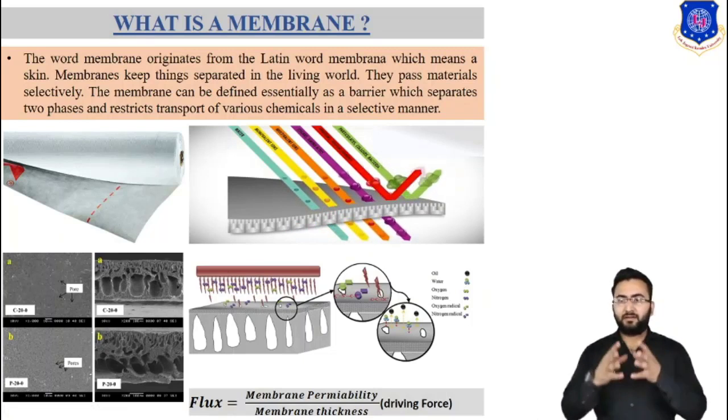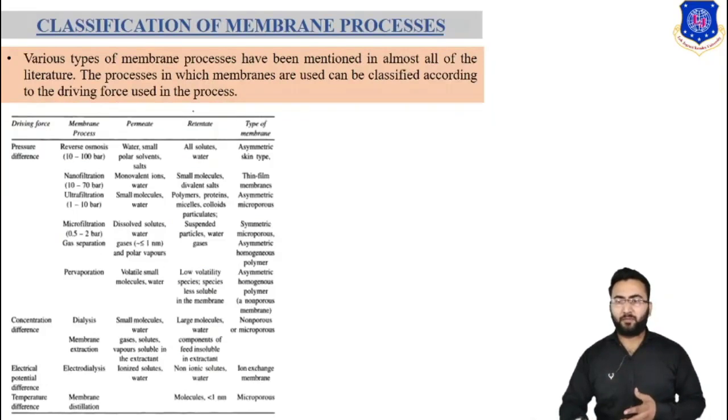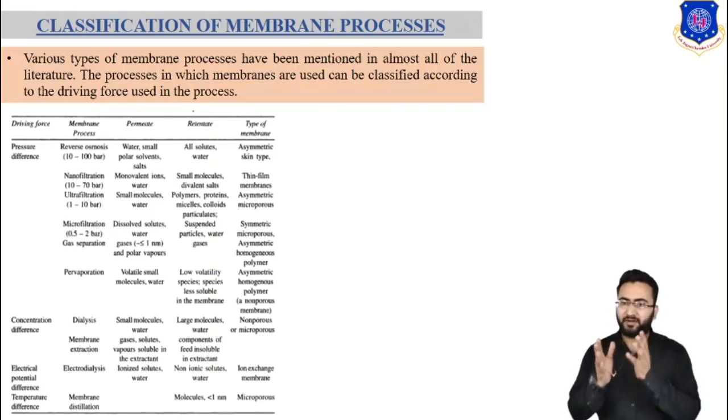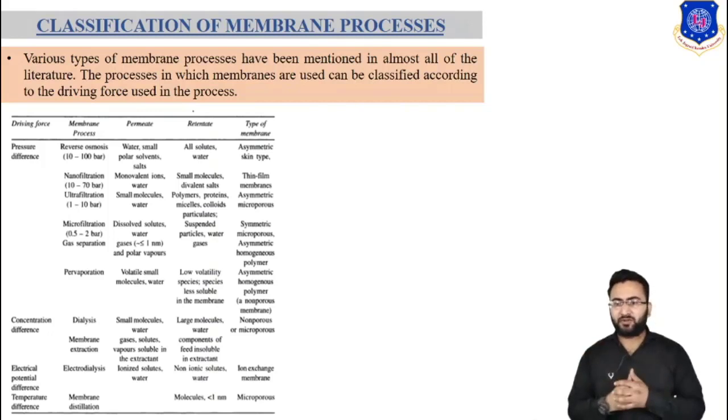So let us discuss various types of membrane processes, or we can say the classification of membrane separation processes. Various types of membrane processes have been mentioned in almost all of the literature. The processes in which membranes are used can be classified according to the driving force used in the process. So there are various driving forces used in membrane separation processes, such as pressure driven membrane separation processes, concentration gradient driven separation processes, electric potential driven membrane separation processes, and temperature difference.